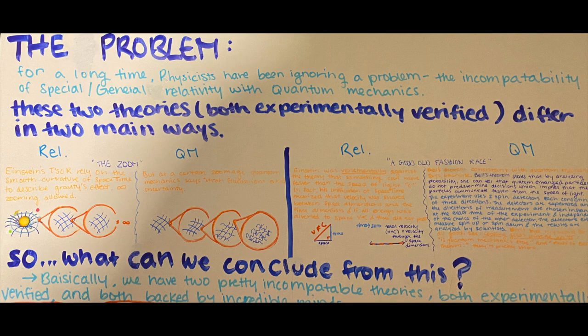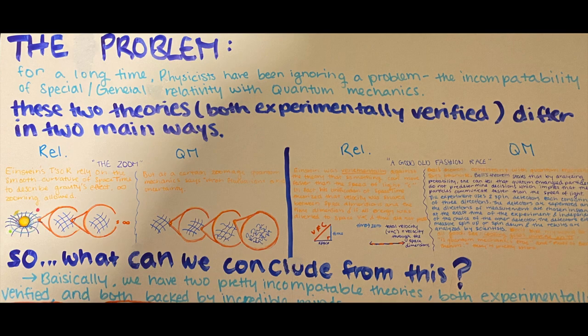Both of these theories are heavily experimentally verified, which means they produce theories and data which can be verified with what we see in real life and what we can collect through experiments. So both are heavily experimentally verified, but they differ in two main ways.